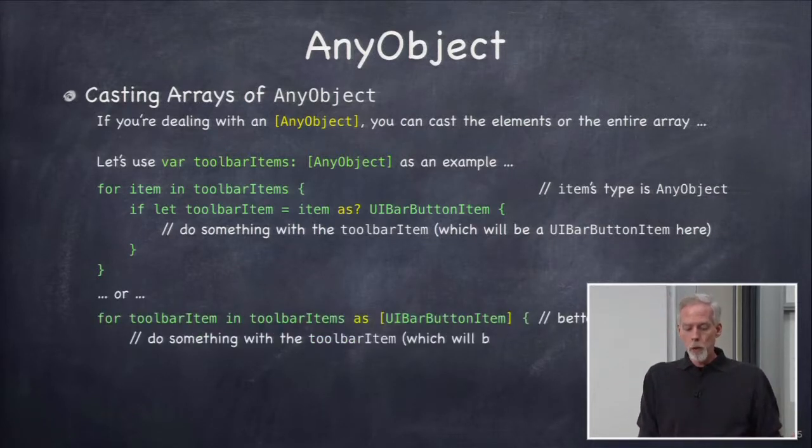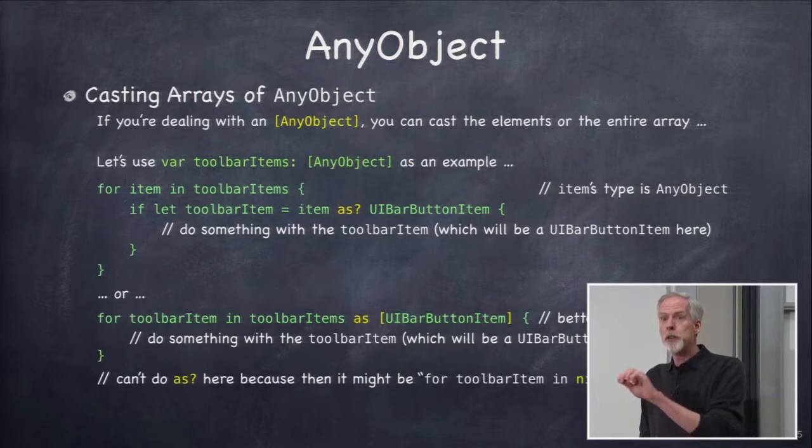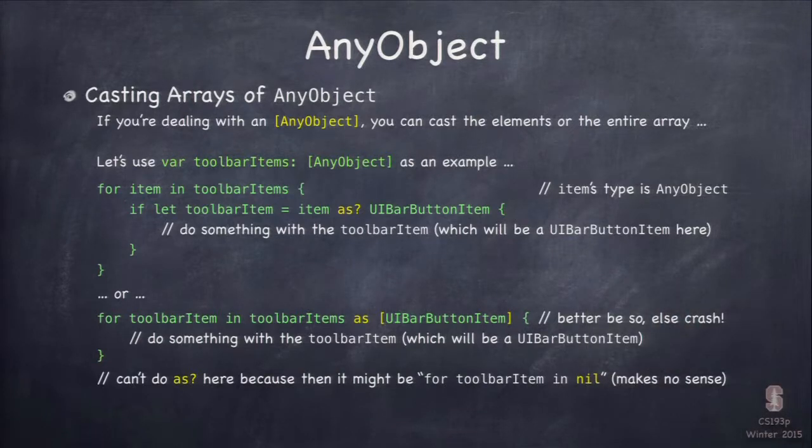But I can do it another way too, okay? Which is I can say for toolbar item in toolbar items as an array of UI bar button item. In other words, I can cast the entire array. If I know that that array of any object is really an array of UI bar button item, I can just cast it. Now this one, you can't do question mark, because it wouldn't make sense to say for toolbar item in nil, okay? So that makes no sense. So here you better be darn sure that that array has what you want. But then inside, now toolbar item is a UI bar button item, because I casted the whole array from array of any object to array of UI bar button item. You understand the difference there between those two?